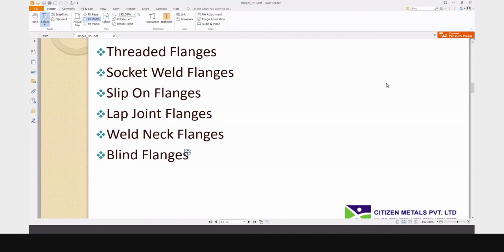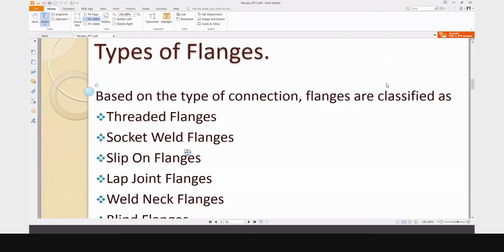The other classification of the flanges depends on their face: wide face and narrow face. So we will continue the discussion on wide and narrow. And you can consult any book for further details.